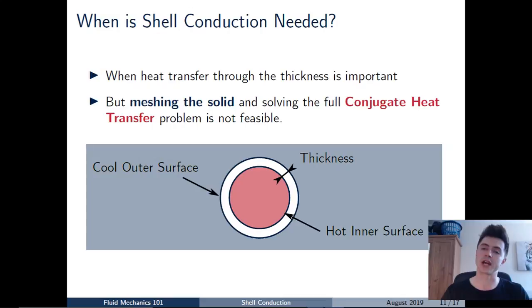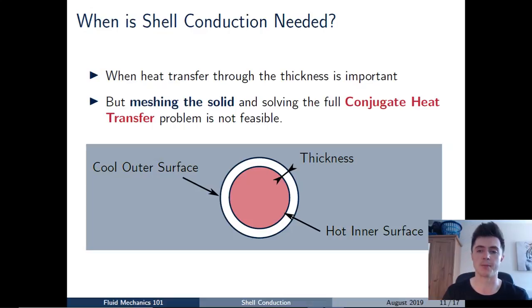And what will tend to happen is that due to variations in the outer surface temperature, we're going to get heat conduction going along the pipe there. And in some cases, we may be able to mesh the thickness of the solids there and solve the entire problem as a conjugate heat transfer problem. So in this example, we would mesh the inside fluid, we would mesh the solid element, and we'd mesh the external fluid and solve the entire thing as conjugate heat transfer.